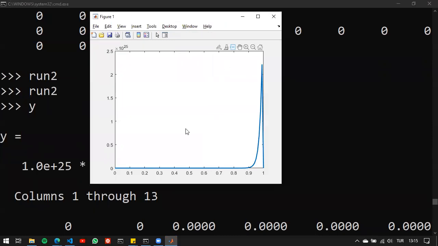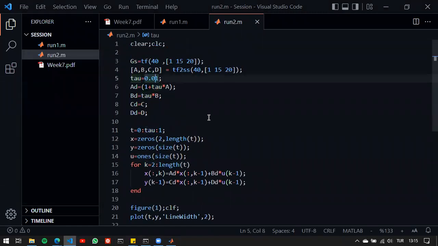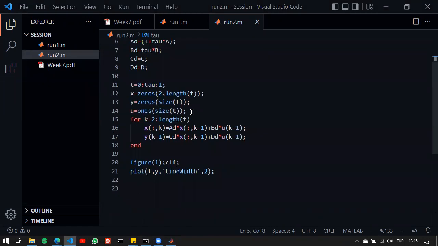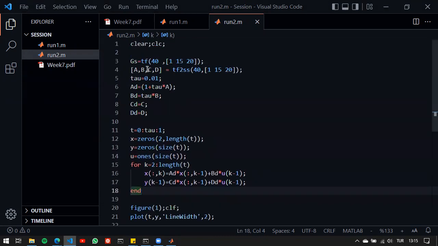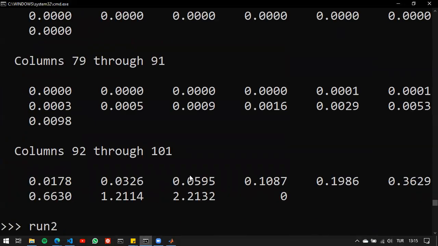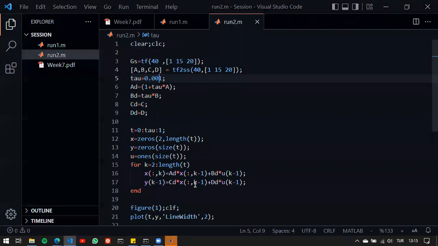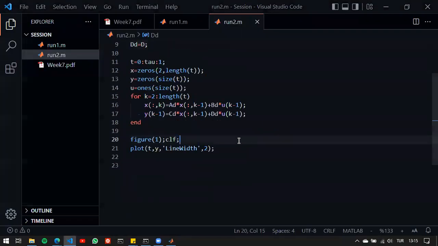Here you can see that this still doesn't work, and the reason behind that is probably the choice of tau. So in order to have this working, we need to choose a small sampling time. So let's try maybe 10 to the power of -3 here. Hope that this works. Still not there.